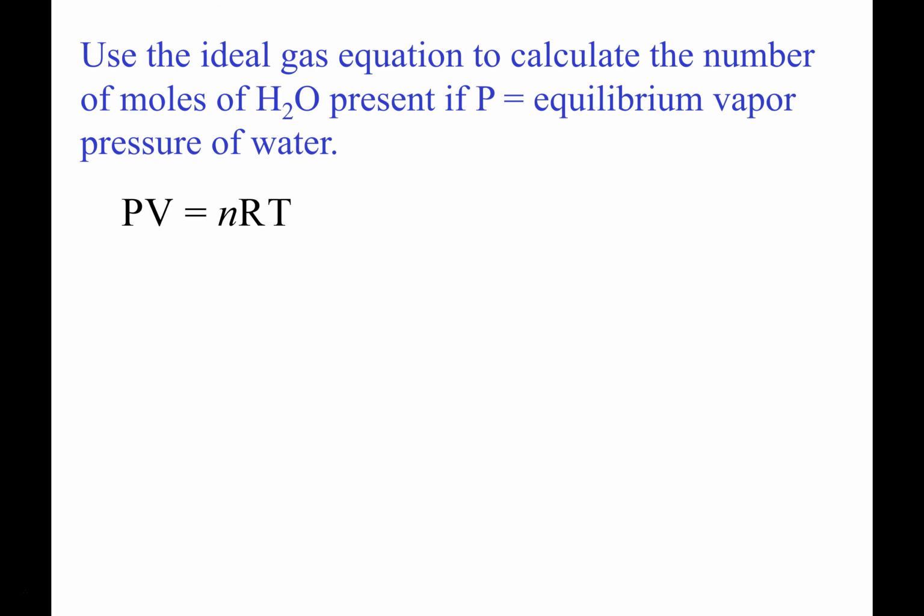Okay. So in this case, we are going to solve for N. Rearranging, dividing both sides by RT, N is equal to PV over RT. So this is going to be the number of moles of water vapor that will be evaporated at that volume at that temperature.